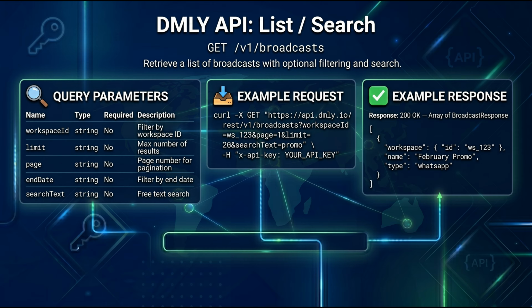A successful call returns a 200 OK status along with a JSON array listing your active or completed broadcasts, including data like the workspace ID, the name of the campaign, and the messaging channel type, such as WhatsApp.